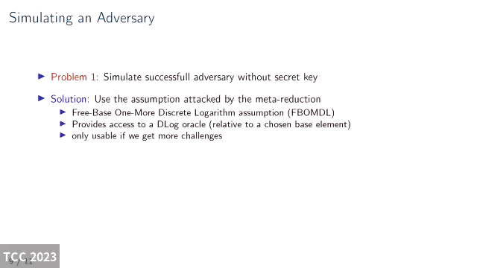Now, the problem is we now have to simulate an adversary against ECDSA, which is not broken, at least not as far as we know. So we have to simulate such an adversary that is successful, but we don't have the secret key because the reduction just gives us a public key and we have to work with it somehow. So how can we get around this? We do this by using an assumption that the meta-reduction breaks. Namely, our meta-reduction will break the so-called free-base one-more discrete logarithm assumption, which is a slight variant of the maybe more well-known one-more discrete logarithm assumption, where in addition to a discrete logarithm challenge, our meta-reduction gets two oracles, namely a discrete logarithm oracle and a challenge oracle.